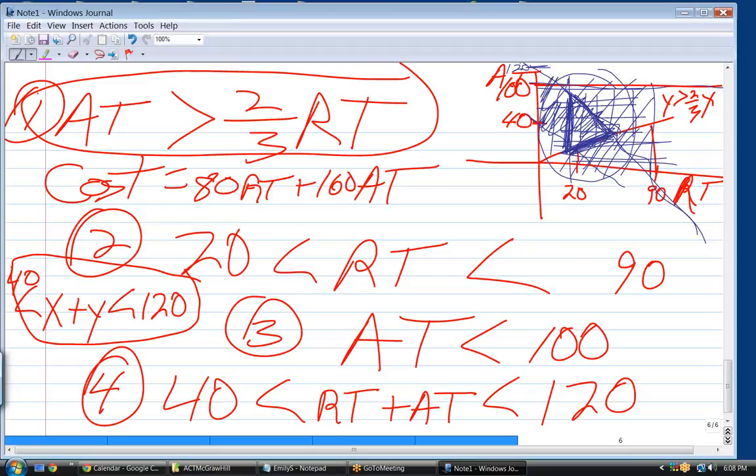Okay, we need to go to each of these vertexes and figure out what the cost is based on our objective function, this cost right here. So I need to find this point, plug it into the cost function. I need to find this point, plug it into the cost function, and I need to find that point and plug it into the cost function. Whichever one produces the smallest cost, that's your answer.